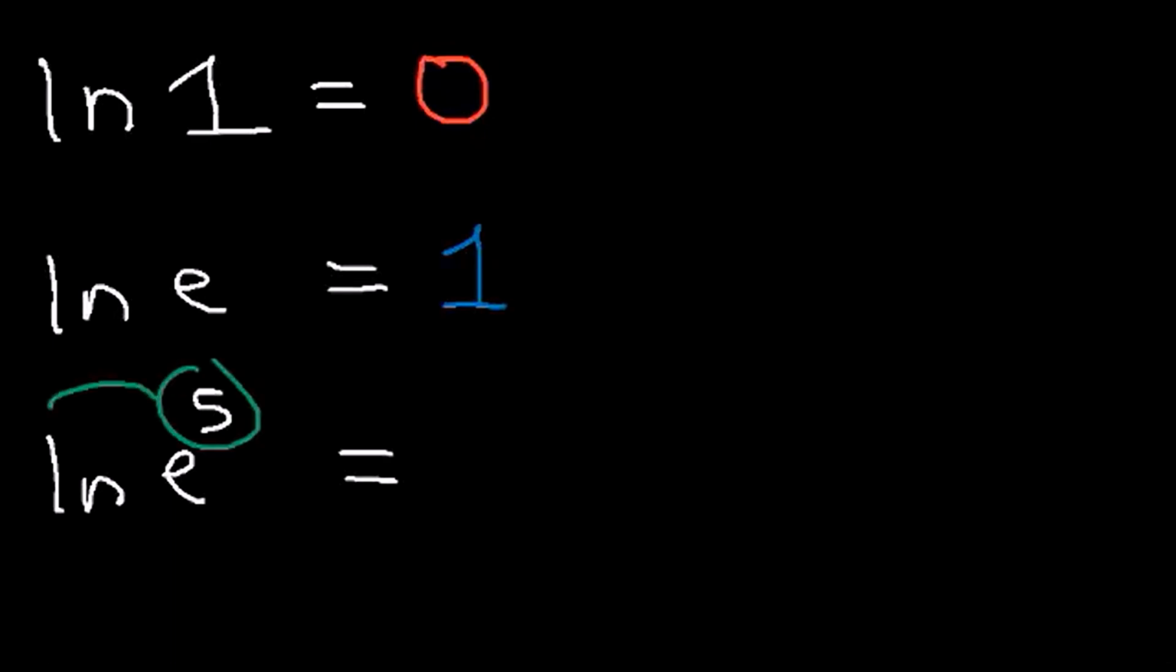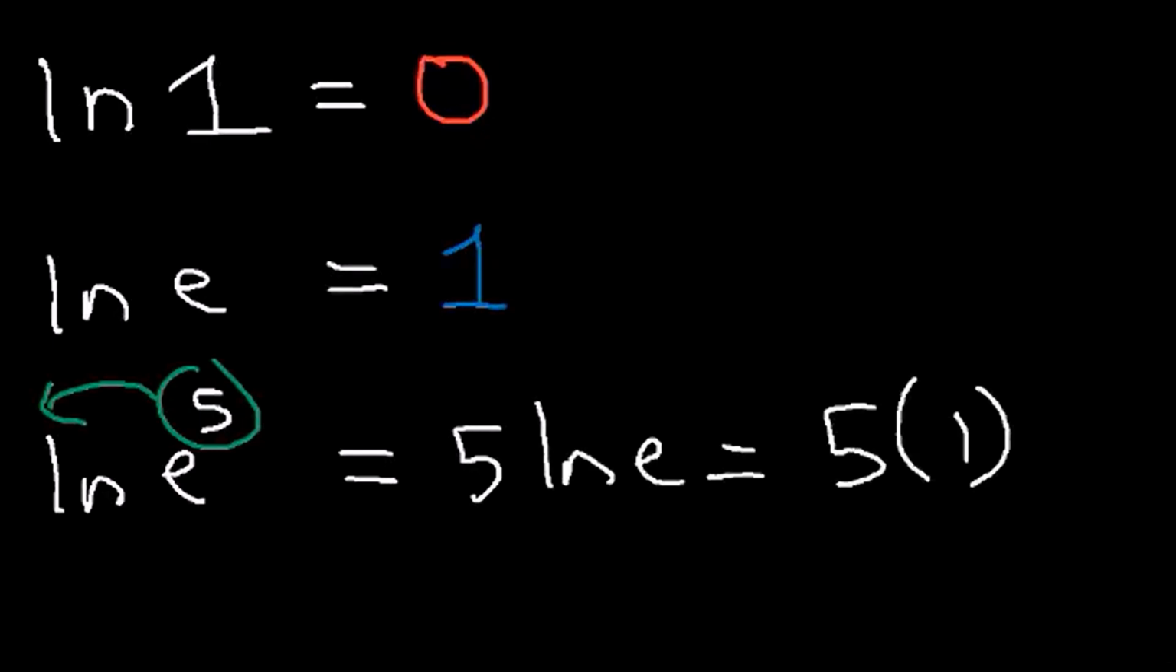Notice that the 5, we can move it to the front. So ln e to the fifth power is 5 ln e. And keep in mind, ln e is 1. So this is simply equal to 5.